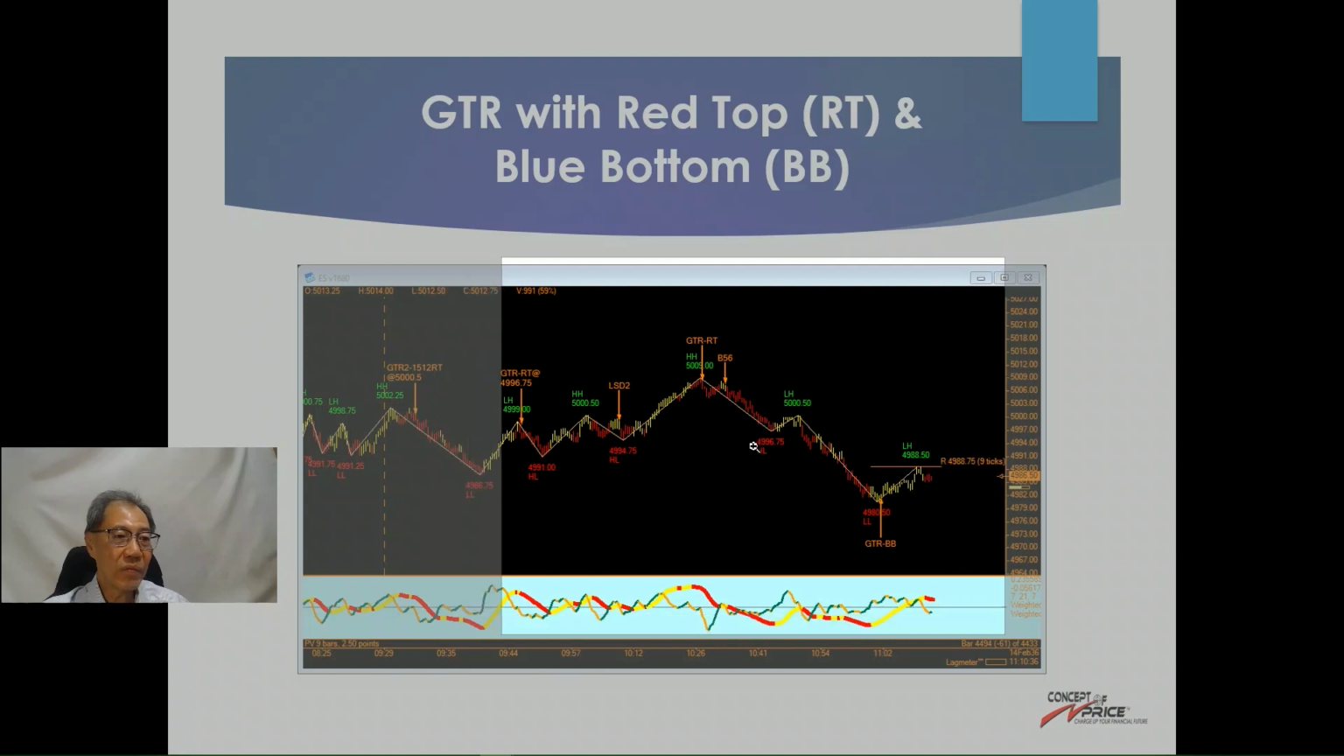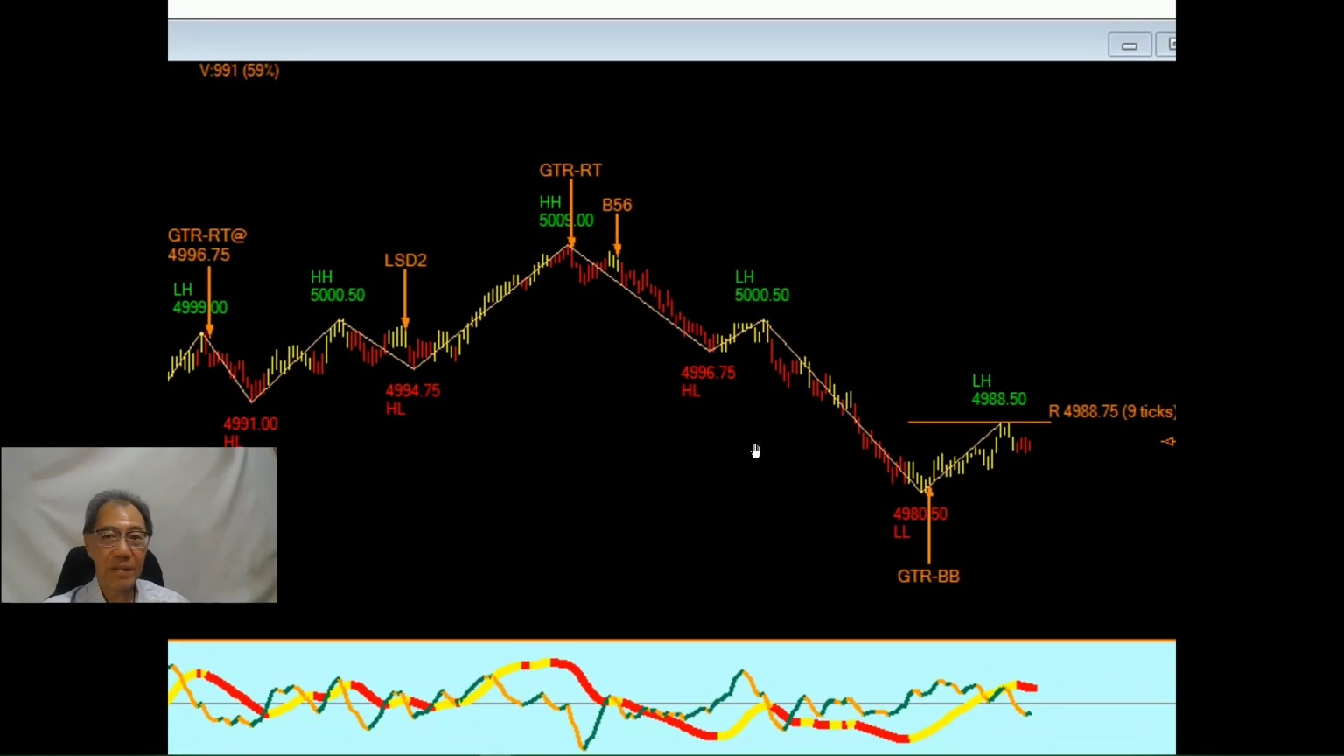This happens on the 14th of January. I know it's Valentine's Day, so the market was pretty kind to us. We had two consecutive good GTRs here. This is what we call a GTR red top, RT for short. If you notice here, the red bars form a peak, like an inverted V. It's sharp, and the peak is higher. It forms a higher resistance level compared to the previous resistance level here. So this is what we call a red top.